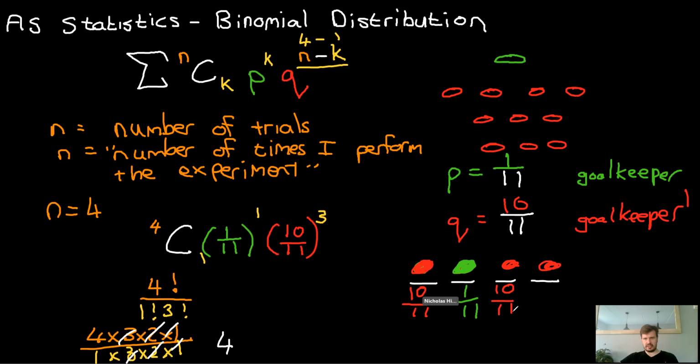10 over 11 and 10 over 11, do we notice it's 10 over 11 to the power of 3? So that's how we get the 1 over 11 and the 10 over 11 to the 3. And so my answer is just 4 times the probability of getting Allison times the probability of getting the other 3 players. So that would be a 3 there.